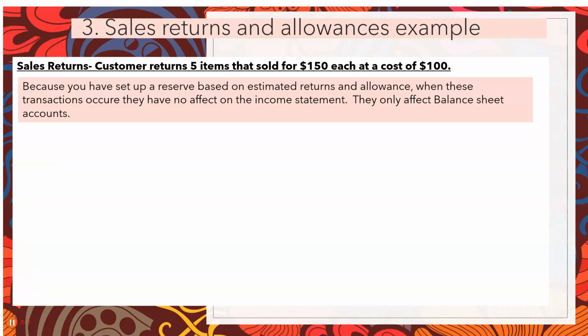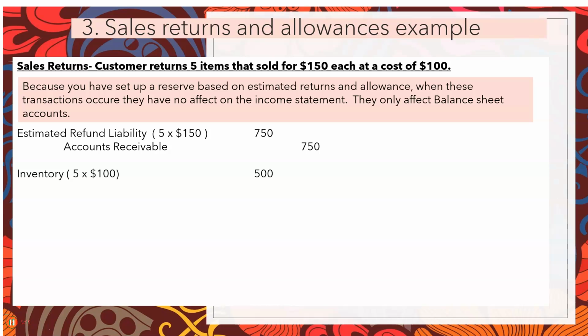Now, what happens when you get a return? Remember, because you have set up a reserve based on estimated returns and allowances, when these transactions occur, they have no effect on the income statement. They only affect balance sheet accounts. So let's take a look at that. In this example, we had 5 items returned at $150 each, and they had a cost of $100 each. First, we're going to reduce our estimated refund liability, which is a balance sheet account, and our accounts receivable, which is also a balance sheet account.